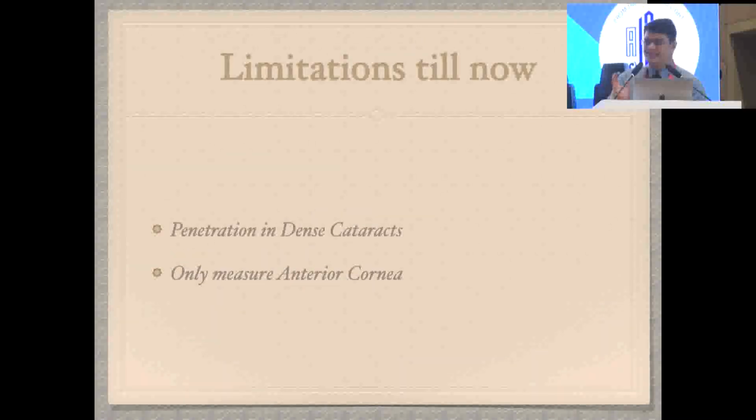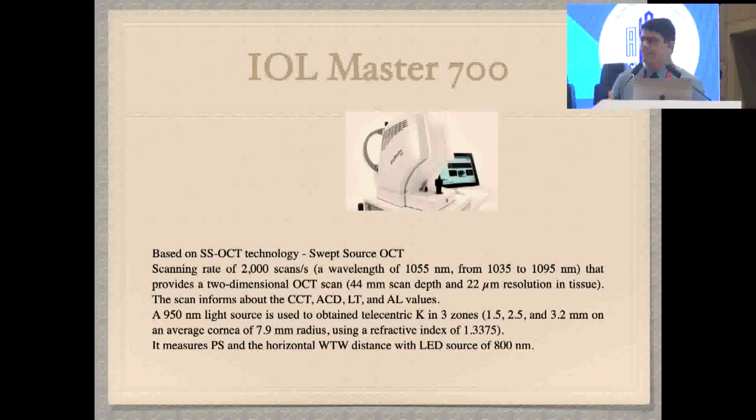The limitation of IOL Master 500, Lenstar and all these instruments was not in measuring axial length, but in penetration in denser cataracts, because they were not able to penetrate through dense subcapsular cataract and denser cataract, and they only measured the anterior cornea. Then came the instruments based on swept source OCT. The advantage, as I said, is they can penetrate better through denser cataracts, and they also measure the posterior cornea, so that gives total keratometry, as Dr. Twinkle also mentioned.